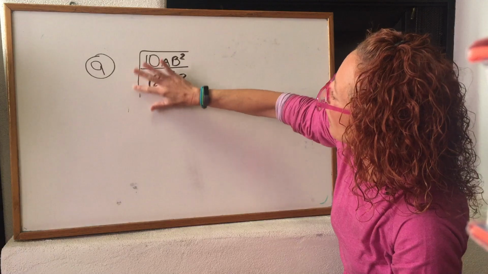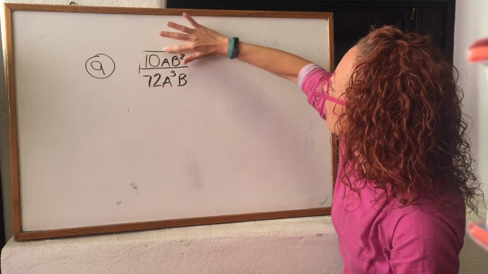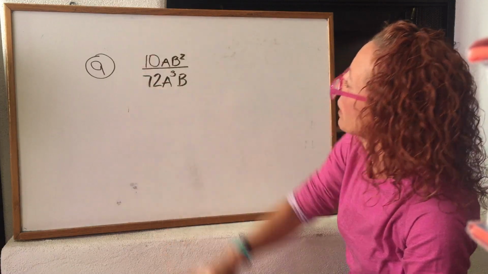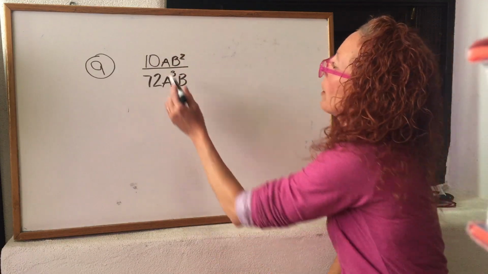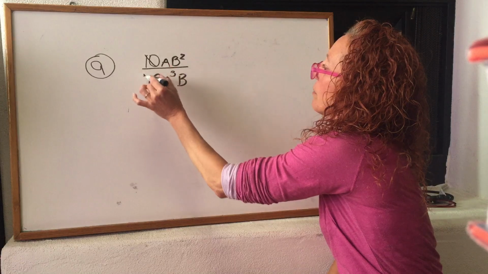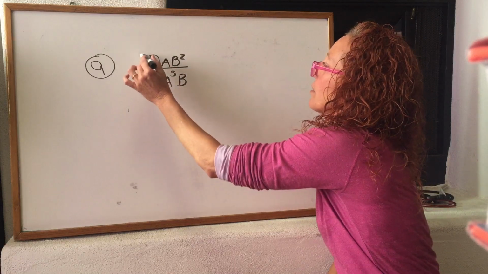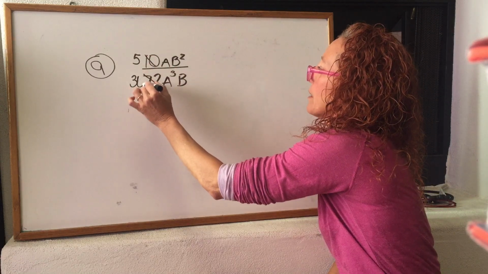And so you might even want to do that. We don't want to look at that radical quite yet. Is there anything there I can simplify? Well, between 10 and 72, we can reduce by a factor of 2, so we have 5/36.